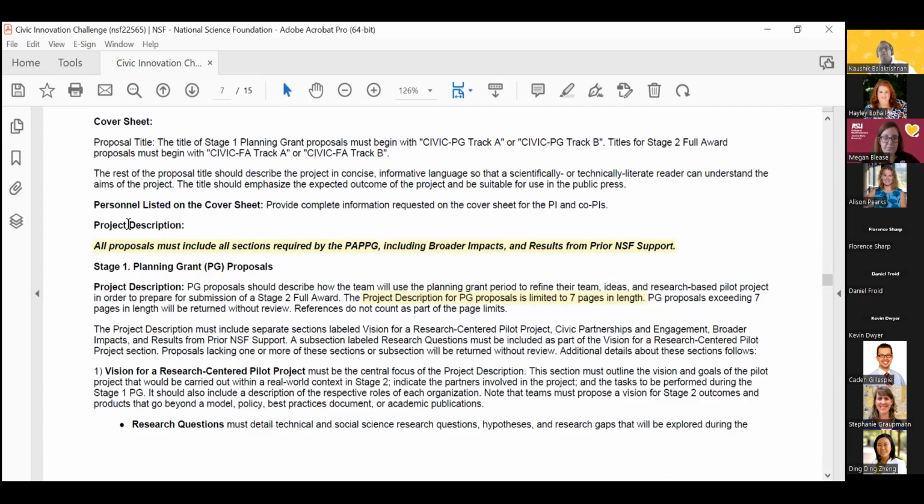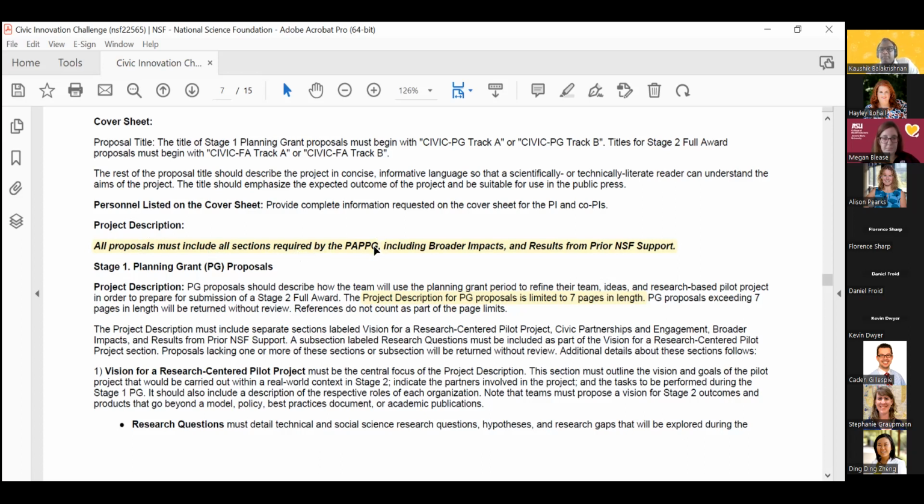within this proposal. So it's all about the project description today. It's talking about the whole checklist broadly too, but the project description is what is driving the majority of the work here. All proposals must include all sections required by PAPPG.